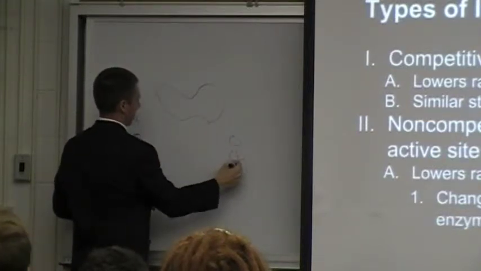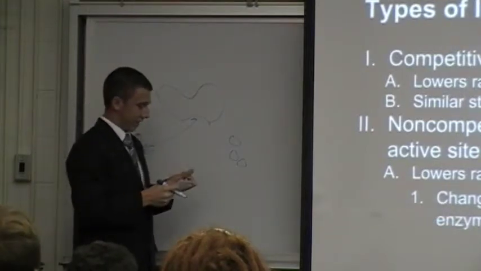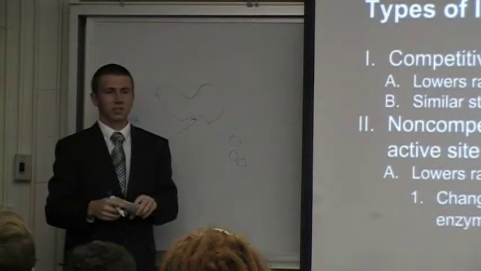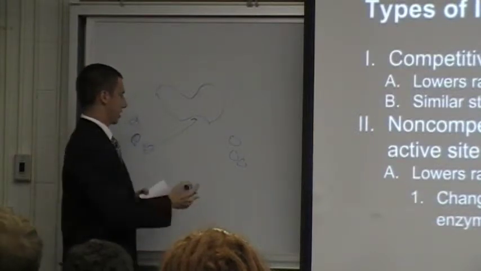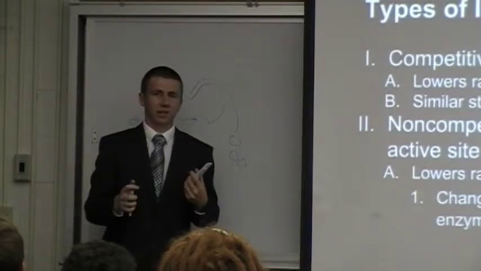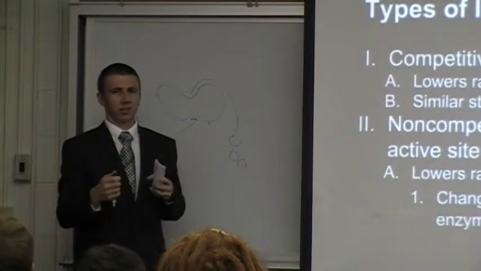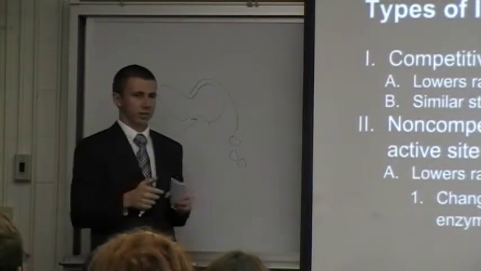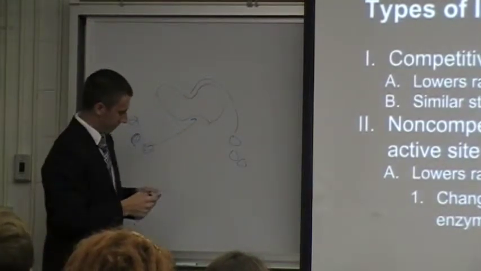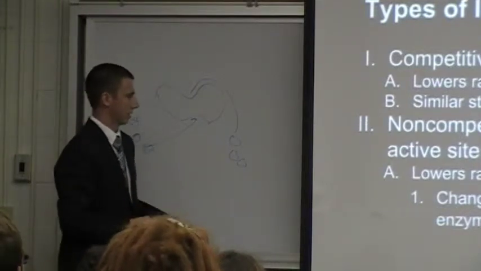Inhibitor, substrate. The inhibitor binds at a site other than the active site, and it changes the conformation of the enzyme. So the substrate can still bind here, but it might shift it a little. Even though the substrate can then bind, it's not going to form the product. It can't release the product after that. Adding substrate to this one will not change the effects of it.